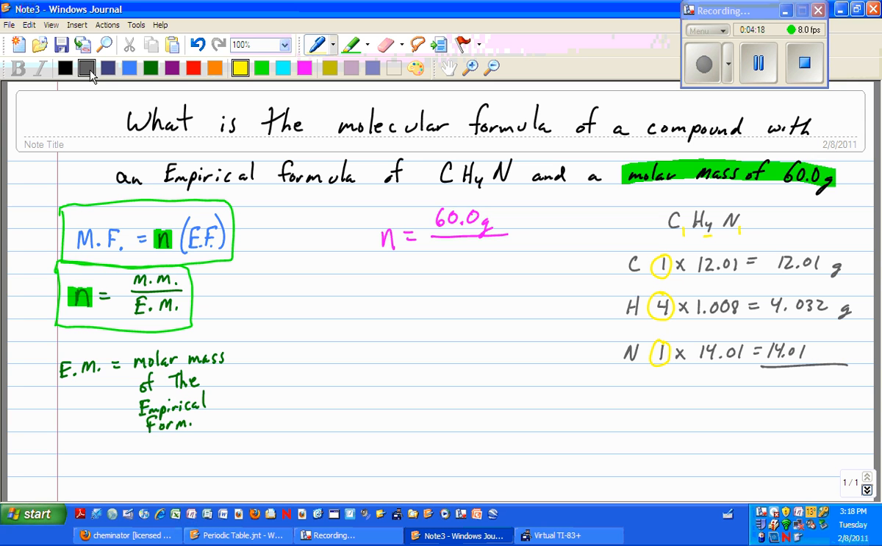All right, let's add these up. I get 30.052 as my empirical mass. This again is the empirical mass, the molar mass of my empirical formula. So that 30.052 goes down here.